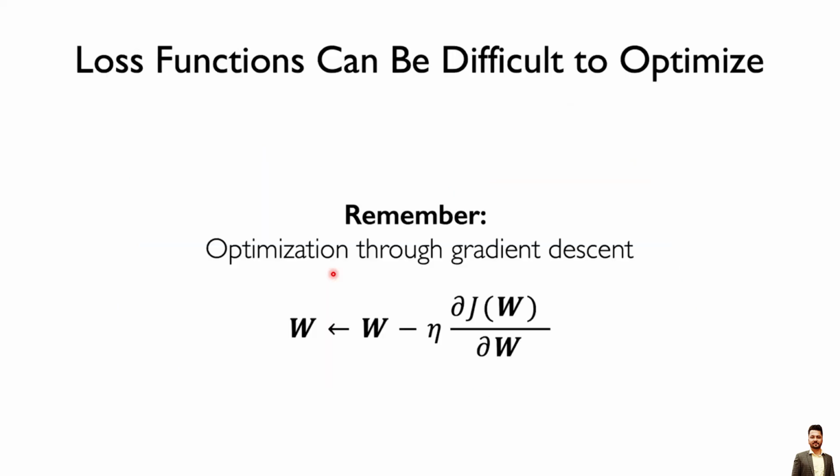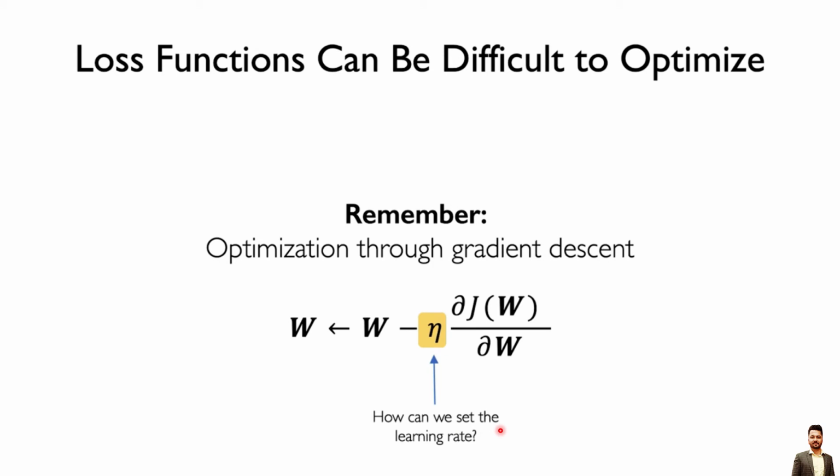Okay, moving ahead. Now, loss functions can be difficult to optimize. We have discussed that. Optimization through gradient descent is solved by this equation: W equals W minus eta times the derivative of J(W) with respect to W. This value eta is called the learning rate. We will see what the learning rate is and how it works. How can we set this learning rate? What are the different factors to decide the learning rate, and which value will help you to reach the minimum point, the global minima?